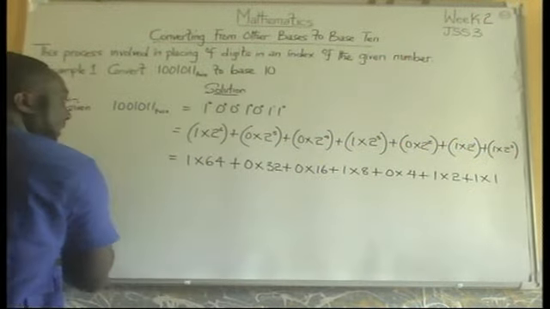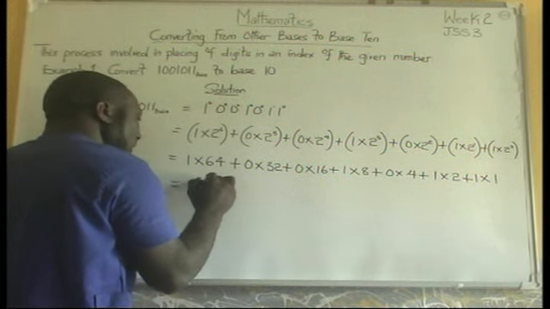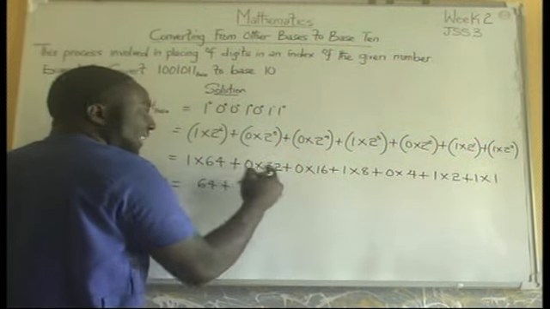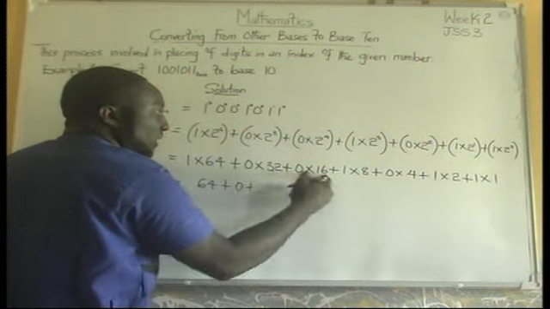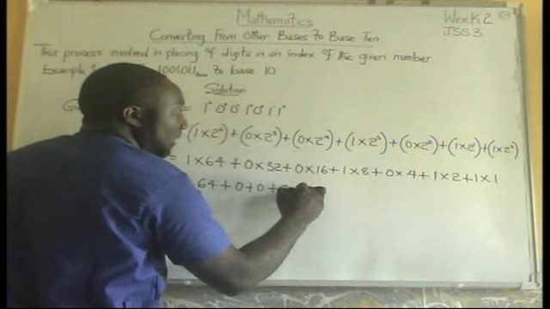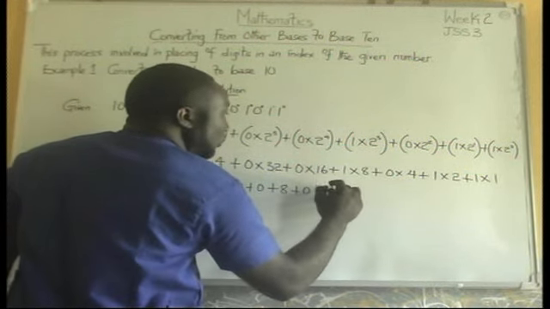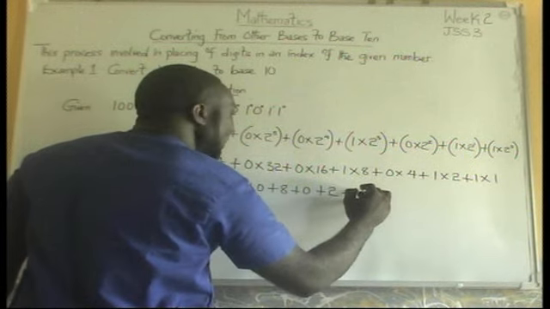So therefore, let's now move on. 1 times 64 is 64. Plus 0 times 32, 0. Plus 0 times 16, 0. Plus 1 times 8 is 8. Plus 0 times 4, 0. Plus 1 times 2, 2. Plus 1 times 1 is 1.